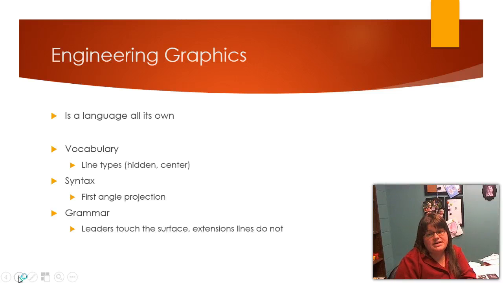So engineering graphics, it's a language all of its own, and you're going to learn that as part of this class. It has its own vocabulary. We're going to talk about hidden lines and center lines. It's got its own syntax. We're going to talk about first angle projection and third angle projection. We're also going to learn different grammar things like leaders touch the surface, extension lines don't. There's lots of, just like you learned those rules in grammar class, you're going to learn some rules in engineering graphics and drafting class.